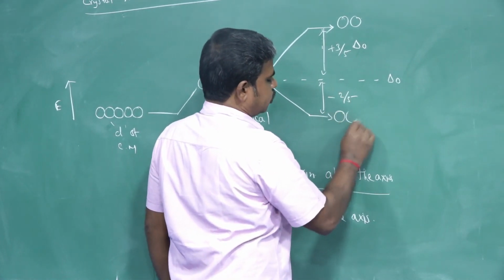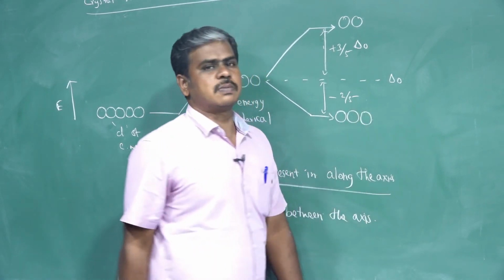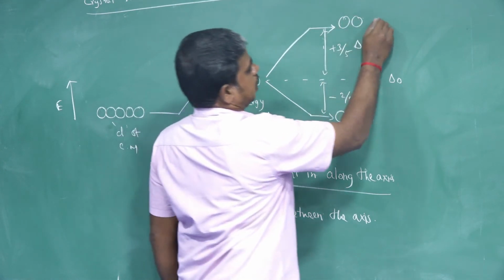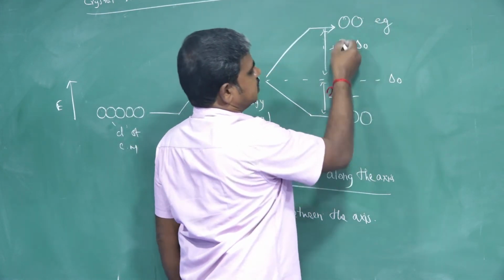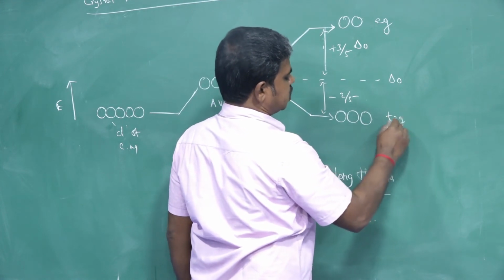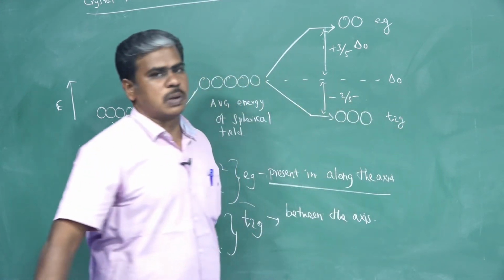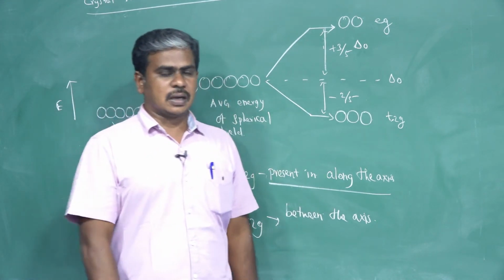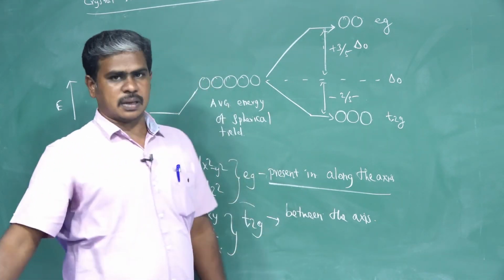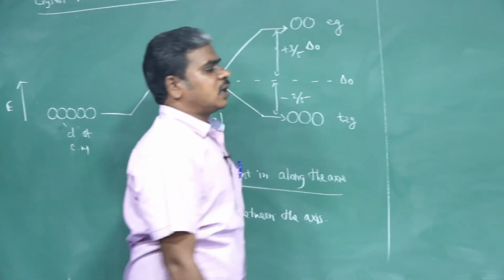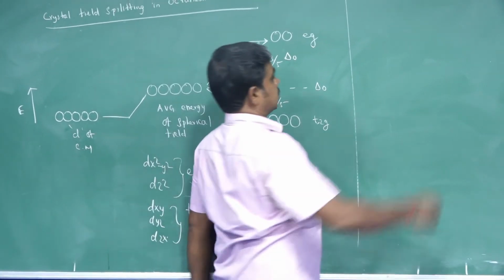So the three t2g orbitals' energy decreases by 2/5, and the Eg orbital energy increases by 3/5. So that is the crystal field splitting in octahedral complexes. Now we may take the crystal field splitting in tetrahedral complexes.